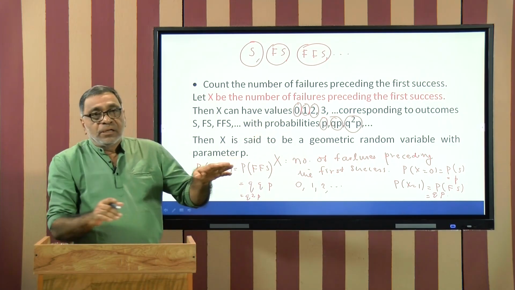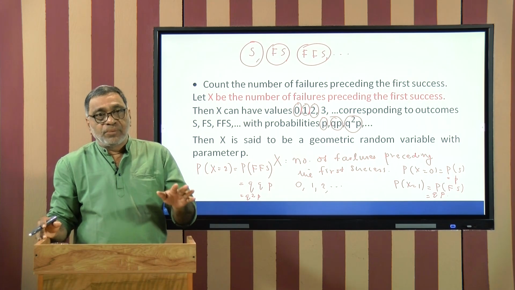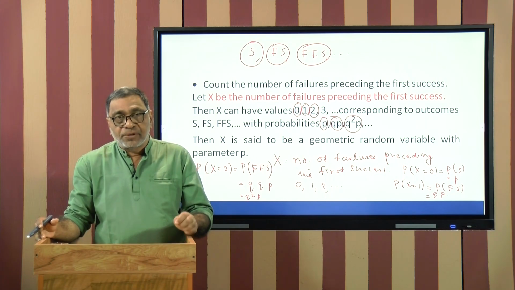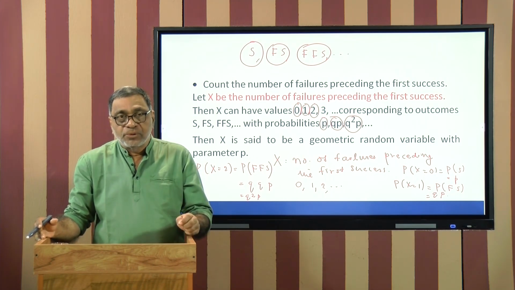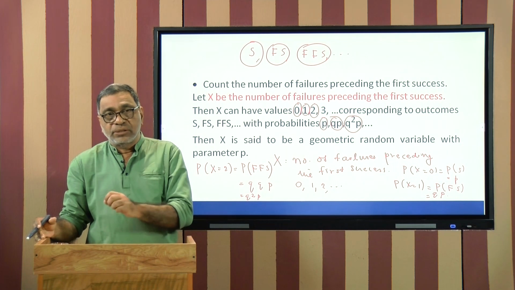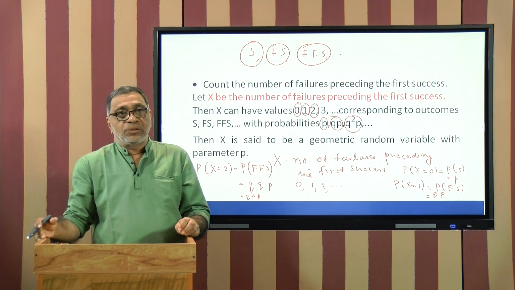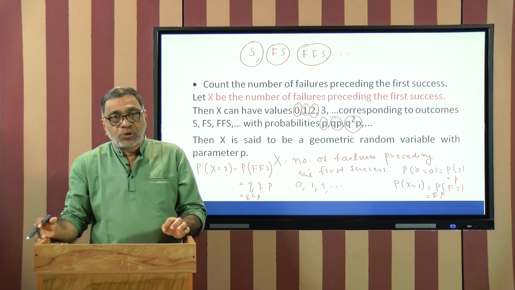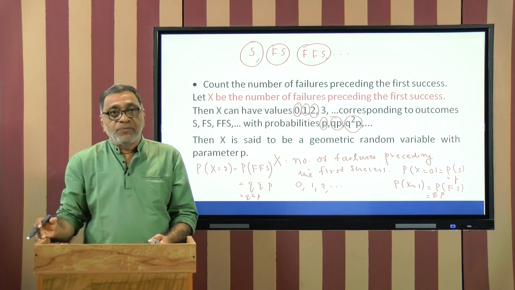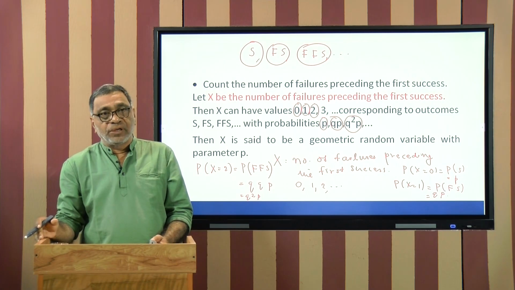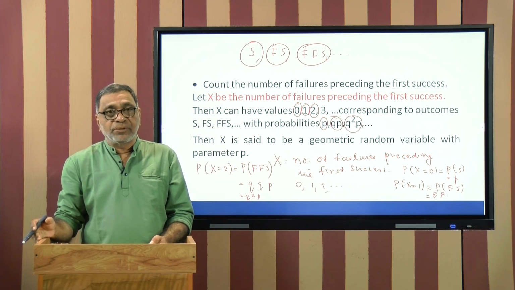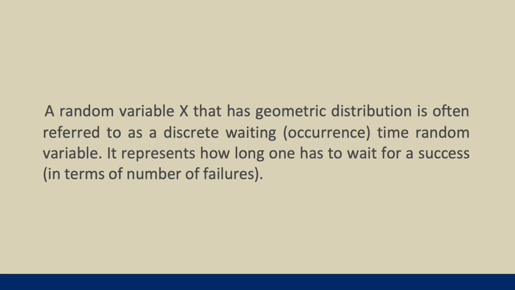So, let us see, if we are defining a random variable x as number of failures preceding the first success when we are performing a Bernoulli sequence with the probability of success P, our values of the random variable are 0, 1, 2, 3, etc. and corresponding probability values are P, QP, Q square P, etc. And then this random variable x is called a geometric random variable with the parameter P, and x is said to follow geometric distribution with the parameter P.